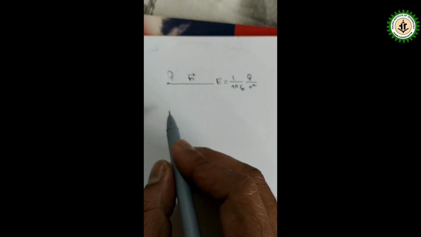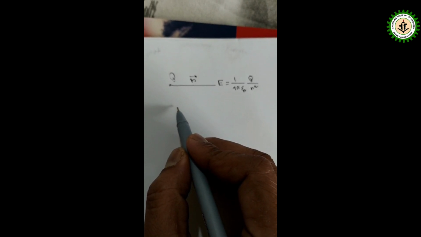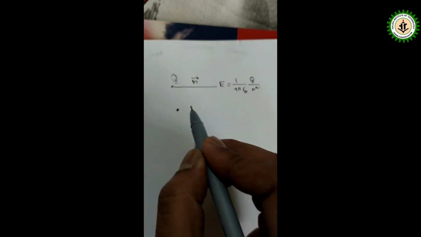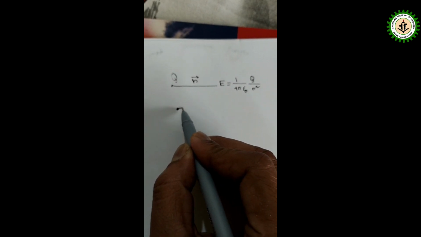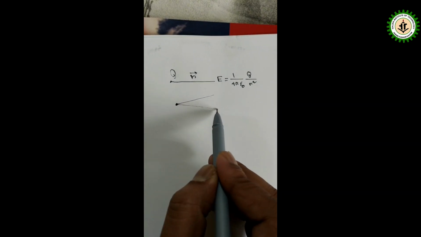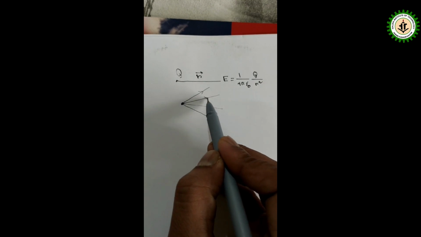Basically, electric field is directly proportional to charge and inversely proportional to the square of the distance for a point charge. The electric field is nothing but the number of flux lines passing through unit area. So if I assume this is a point charge, for a positive charge, the field lines are always radially outward, and for a negative charge, the field lines are always inward.